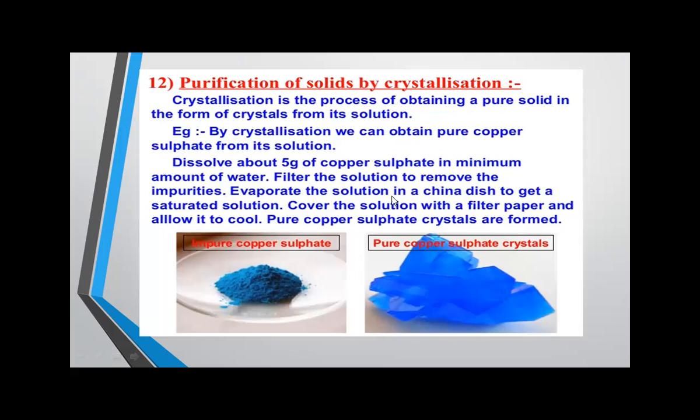Evaporate the solution in a china dish to get a saturated solution. Cover the solution with filter paper and allow it to cool. Pure copper sulfate crystals are formed. So this is impure copper sulfate and this is pure copper sulfate crystals.